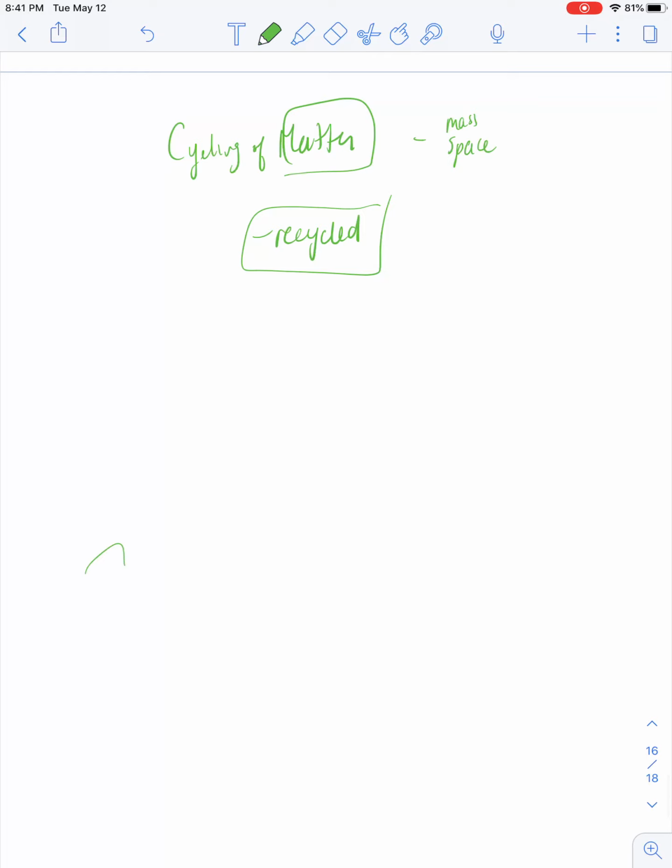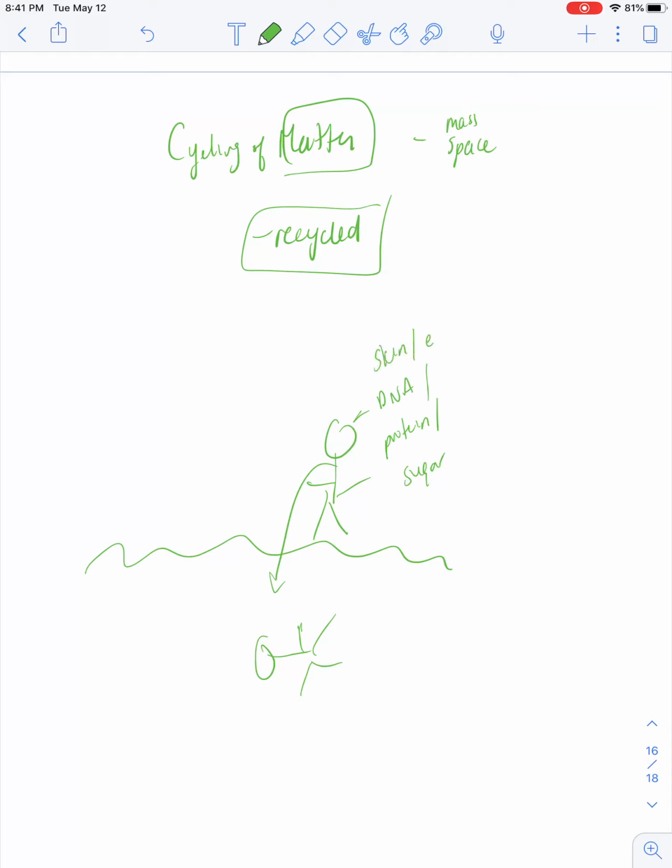That means when you die, right? So let's say this is a person and they die. The matter that made up their body, so matter being their DNA, matter being the protein that makes up their bodies, matter being the sugar that they store in their body, right? Their skin is made up of matter, their eyes, their hair, all of that is matter, and all of that is returned to the soil.